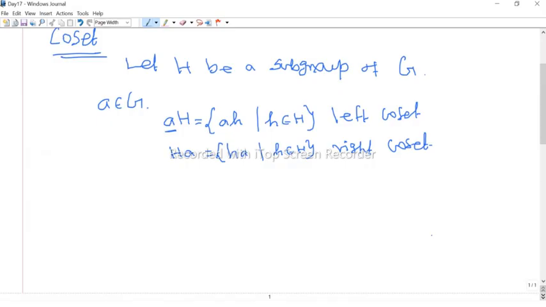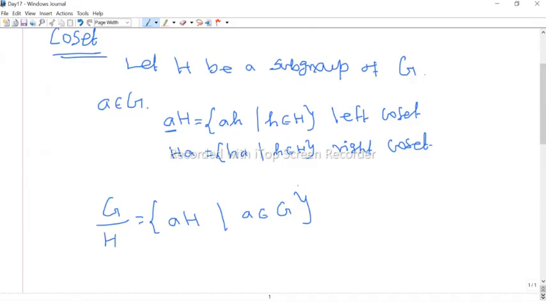Now, if we collect all the right cosets or left cosets, we denote the set by G by H. That is called the quotient space. So this is a collection of all either right cosets or left cosets. So it is the set of all AH such that A is varying. For each A, we have a right coset or left coset. So we are varying the element A in G.